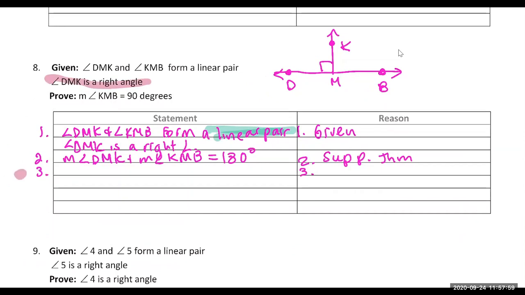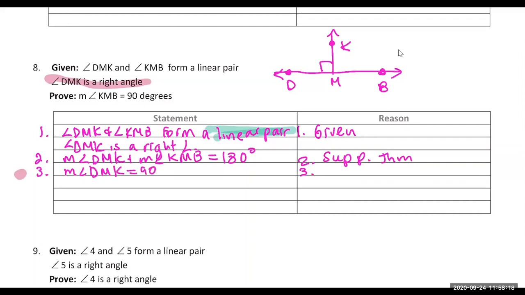Okay, so angle DMK is a right angle. What do you guys know about right angles? If I asked you to define for me, what is a right angle? What would you guys say? 90-degree angle. Exactly, so that's what you write here. Okay, you know that the measure of angle DMK is equal to 90.